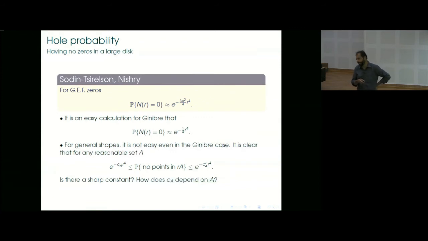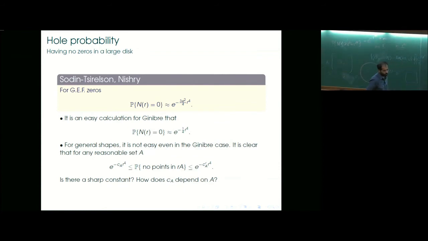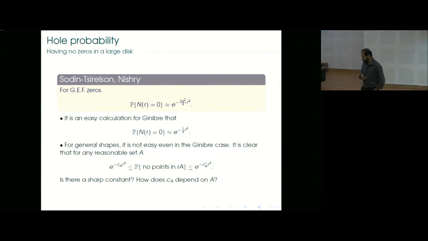So this is for a disk. If you take some arbitrary shape, suppose I take a square and ask what is the probability there are no points in that. Actually, it is quite tricky even for the Ginibre ensemble. The exact calculations don't work anymore.